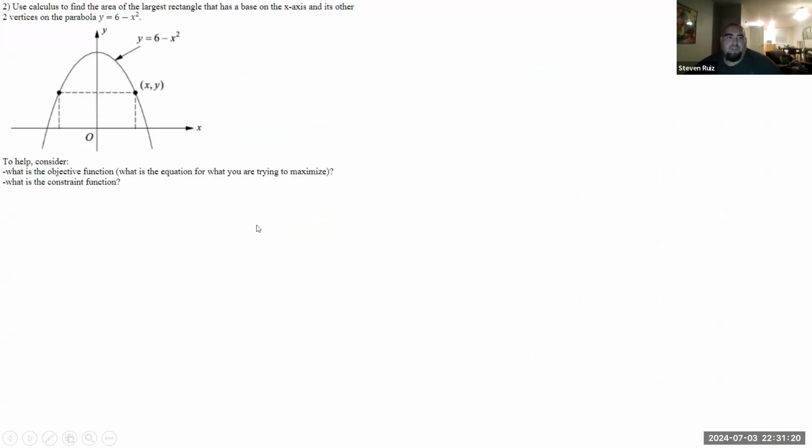All right, moving on to question 2. Use calculus to find the area of the largest rectangle. So that tells me I'm using that superlative language: the most something or least something, largest area. How do I find the area of a rectangle?